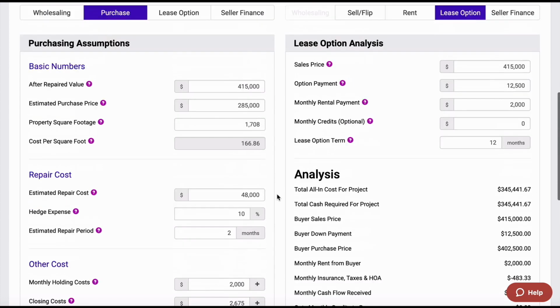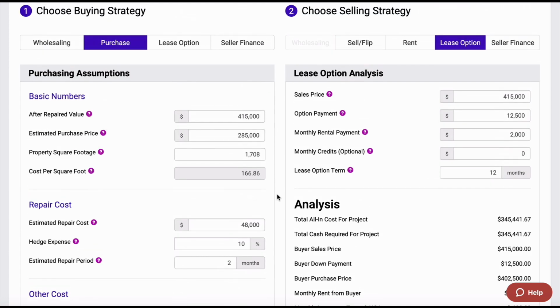Now, let's look at our exit strategy or how we're going to sell this. And we've chosen a lease option. Now, there's only a few different pieces to determining a lease option. Number one is the sales price. What are we actually going to sell this for? So after me fixing this property up and doing a lease option, I'm going to put this at top price. So $415,000. Option payment, or what we call the down payment, I'm going to ask for $12,500.